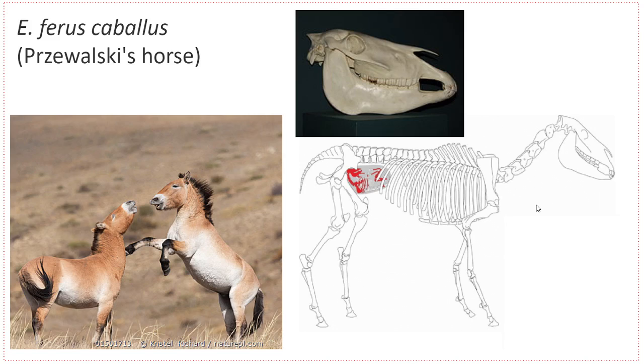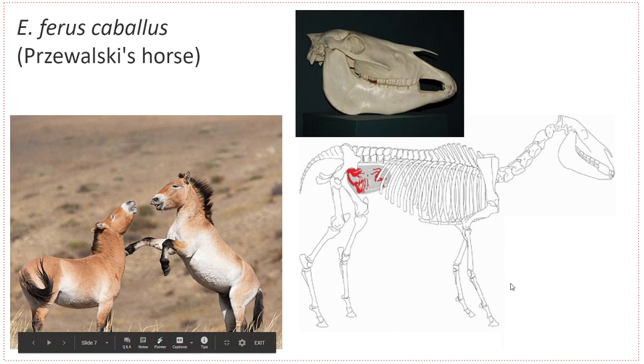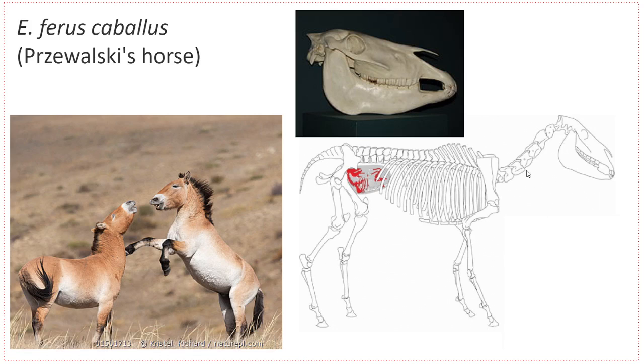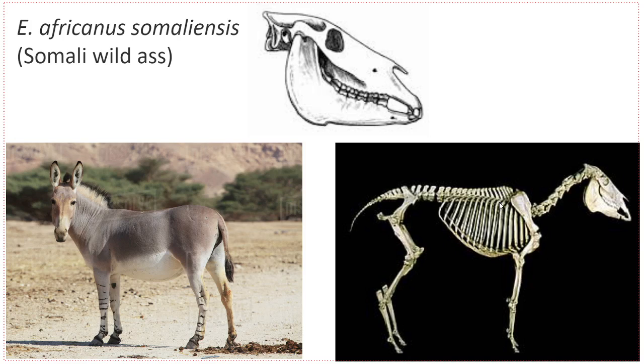Another one is Przewalski's horse. This is not a normal horse like you would see, and there's some differences in the skull and bone structure. Here is the Somalian wild ass. I'm sure you're giggling right now, but it's E. africanus somaliensis. And you'll notice some things.